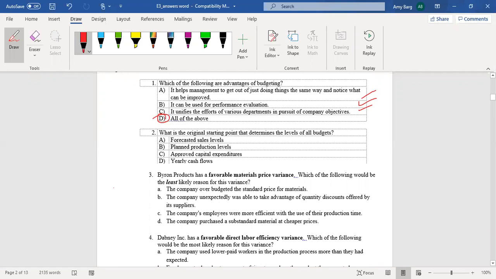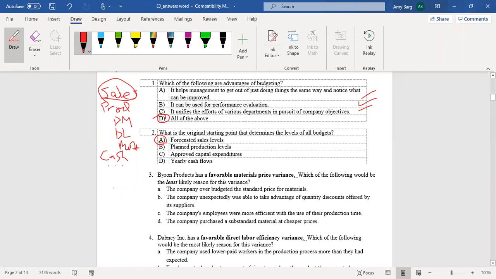Number 2, what is the original starting point that determines the levels of all budgets? Maybe you remember, the way we start with budgeting, we start with the sales budget, and then we move to the production budget. After that, we can do the direct materials, direct labor, and manufacturing overhead, and then we can move on to the cash budget. Remember, there's like 9 budgets. But all of it has to start with the sales budget, and we have to start with the forecasted sales levels. So the answer to this one is A.